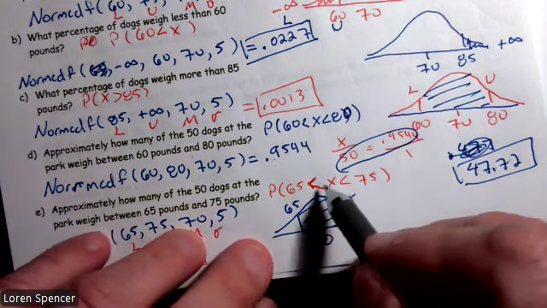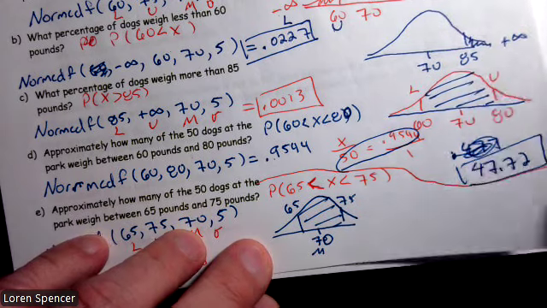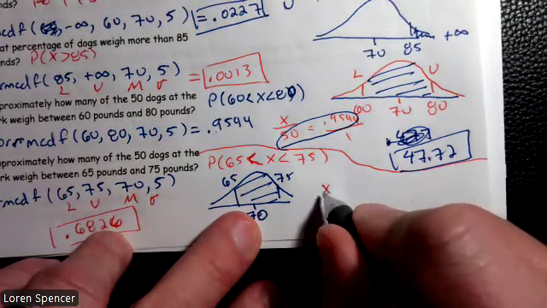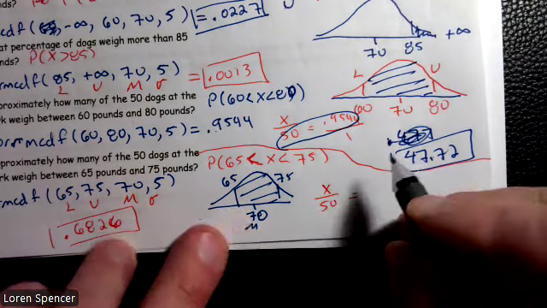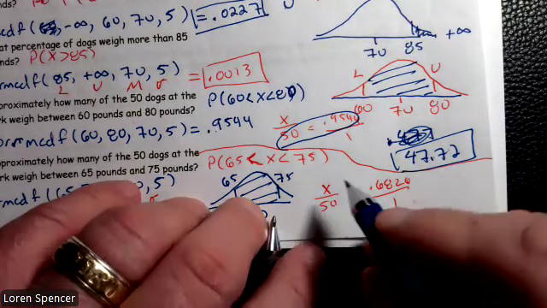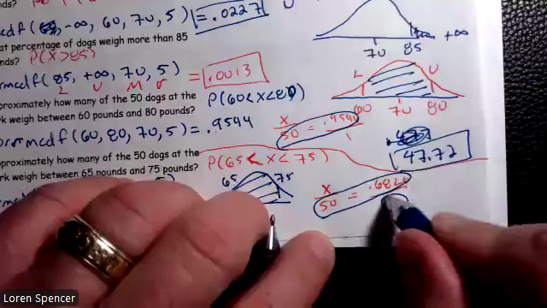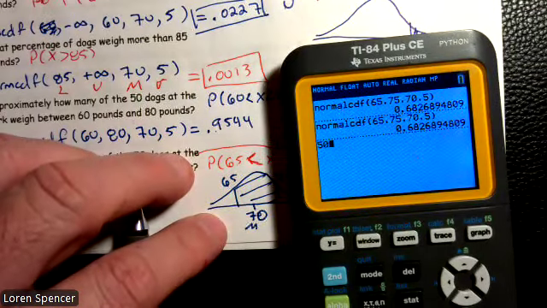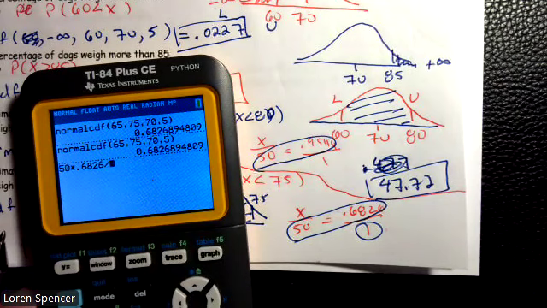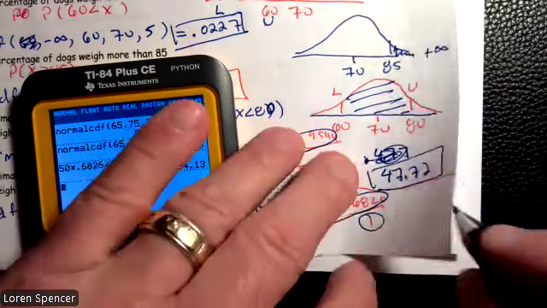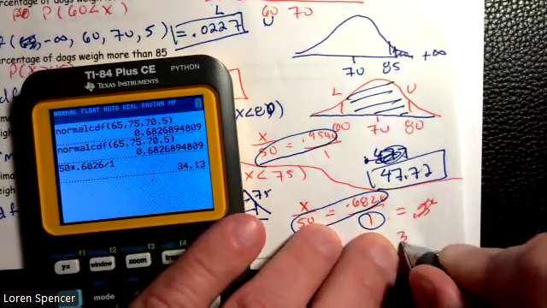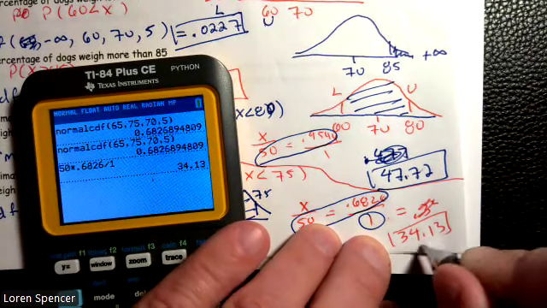All right, so that takes care of that first part, but it didn't ask us for the probability. It wanted to know how many out of 50. So we're going to have to go back to proportion. So X out of 50 equals 0.6826 over 1. I'm going to multiply the two numbers on the diagonal and divide by the third number. So 50 times 0.6826, dividing by 1, and I get about 34.13. It's 34 dogs.